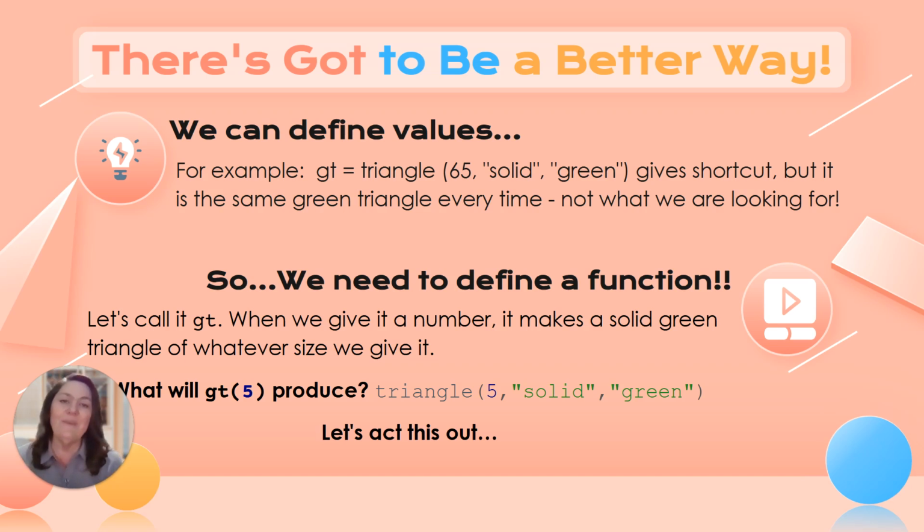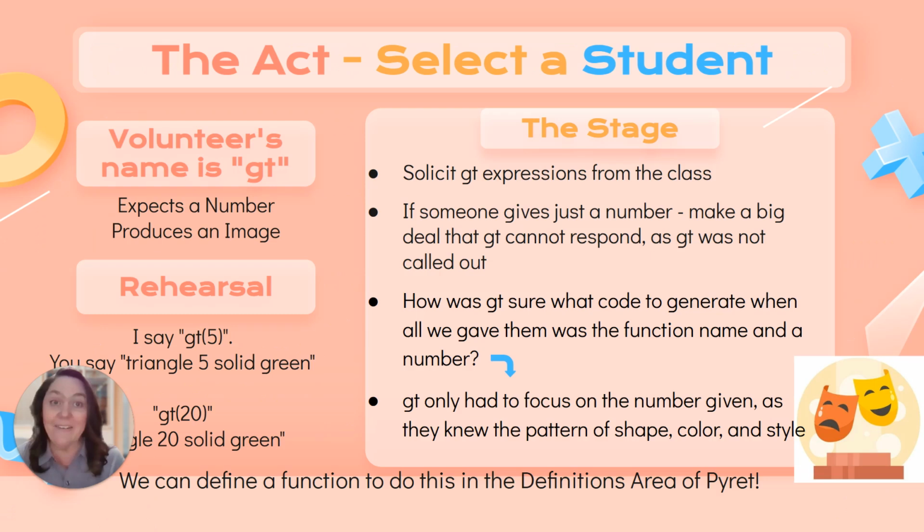What we need to do is to be able to define a function, and yes, let's call it GT, green triangle, so that we could give it a number and it would make a solid green triangle of whatever that numbered size would be. So for example, if I say GT 5, it would produce, as you see here, triangle 5 solid green. Well, let's get back on our acting stage and act this out.